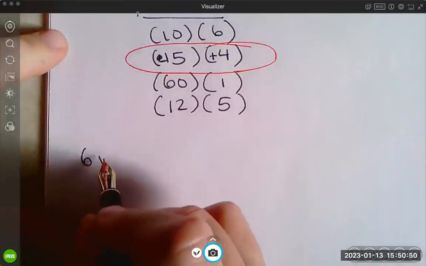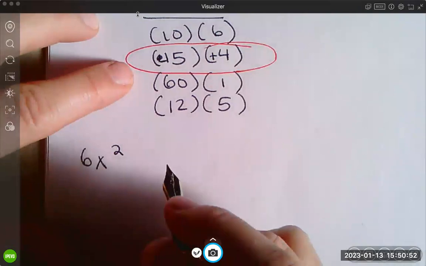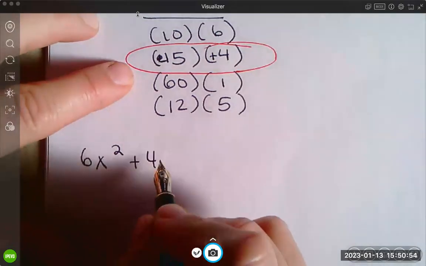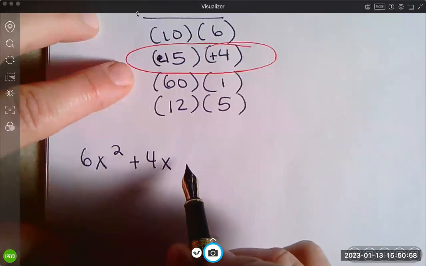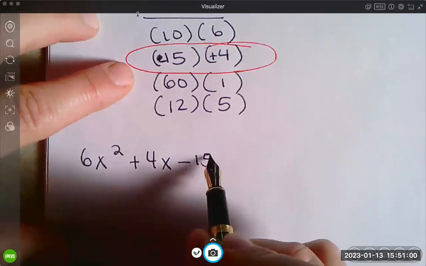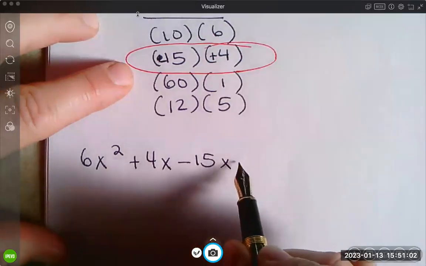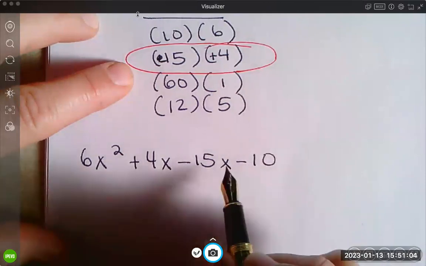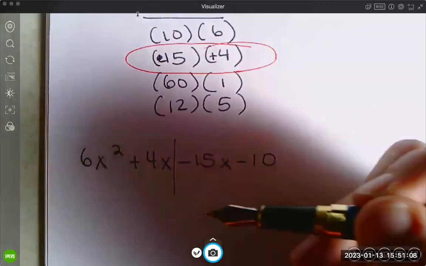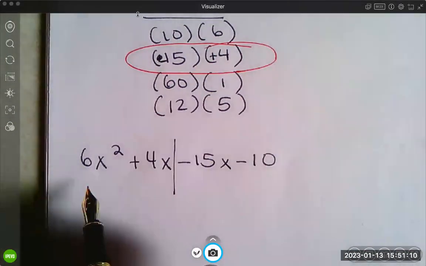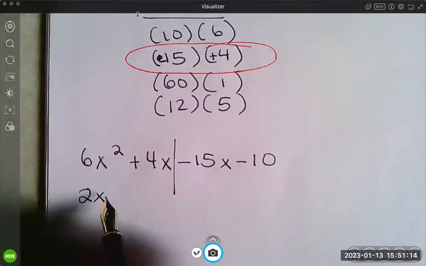Okay, 6x squared. Well, I want to put 6 with 4 because that's going to factor nicely. And then minus 15x minus 10. 15 with the x, and I can factor out that 5. Okay, split it in 2. So I'm going to factor out the greatest common factor, which is 2x.